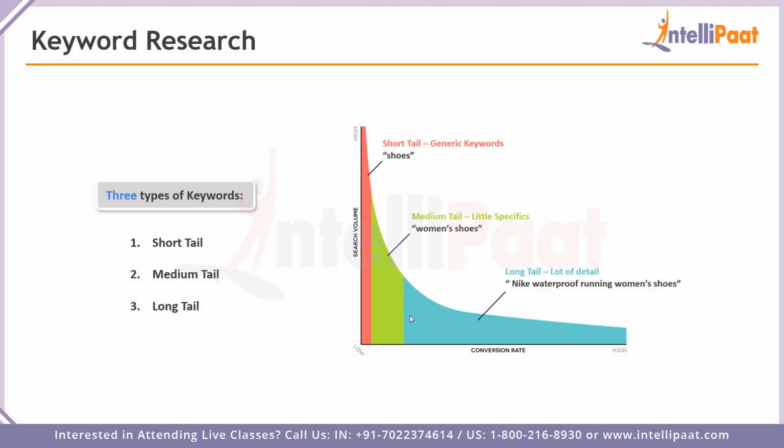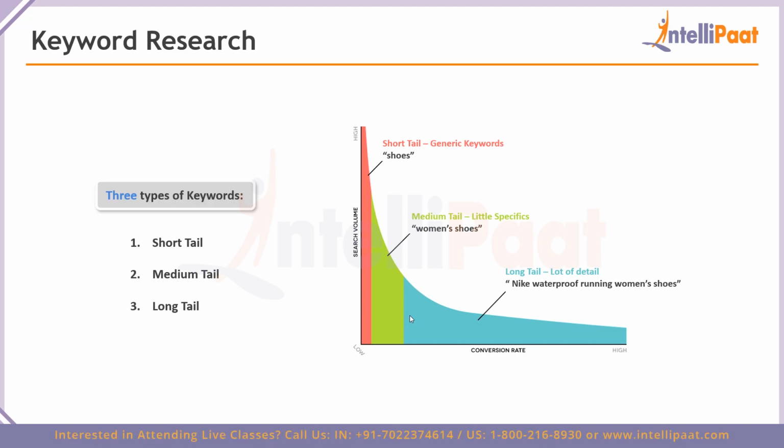Then comes the medium tail search keywords. Medium tails are a little more than short tails in size, of course. They're a little more specific, but they are nowhere near detailed. Because look at the example. Instead of searching for shoes, now you're searching for women's shoes. So you're a little more specific. It's good because you know what you're getting. Google understands what it should show you.